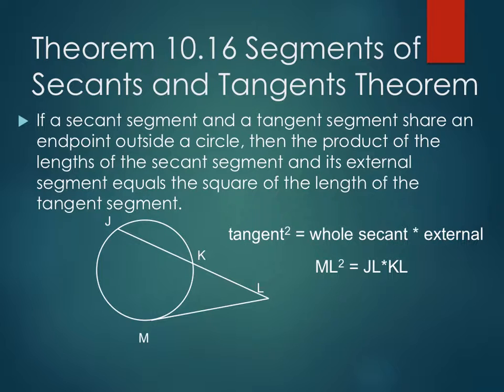So in the diagram that's there, ML is the tangent. ML squared would equal the whole secant segment, which is JL, times the external part, which is KL.